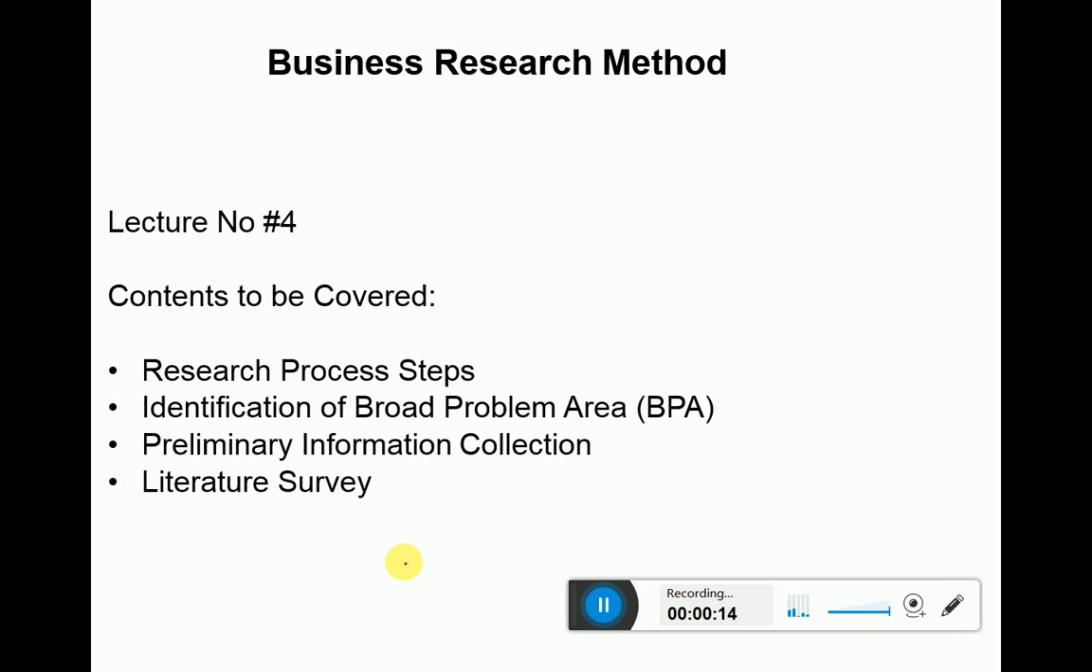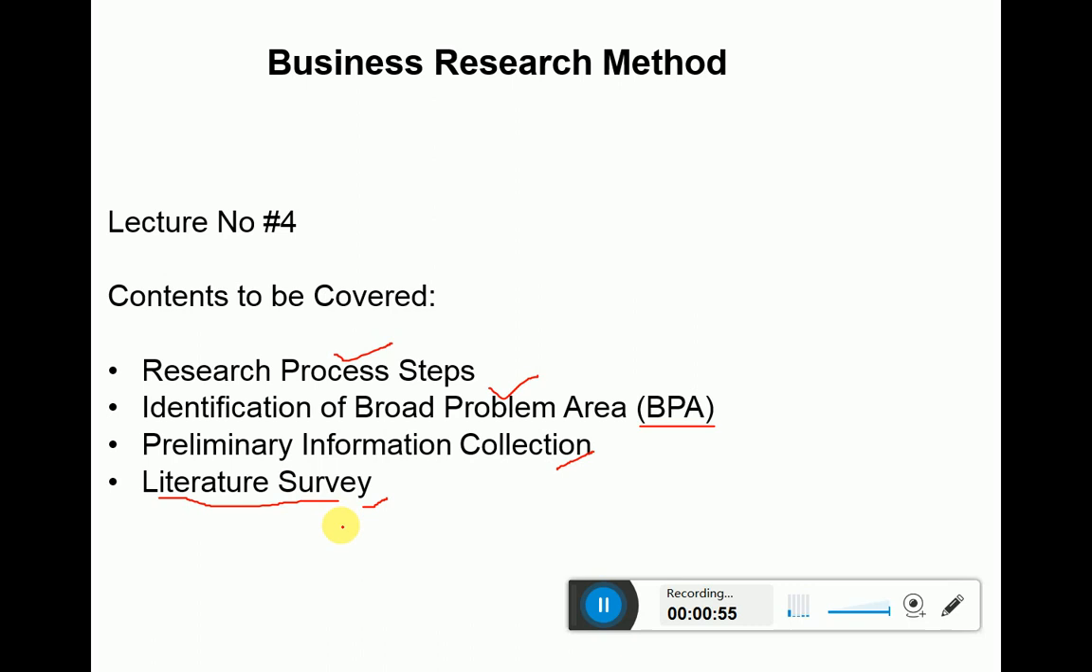Today, students, we are going to discuss our fourth lecture about business research method. In this lecture, we shall try our level best to cover the research process, or simply the steps in a research process. Then we will discuss a bit about the broad problem area, sometimes abbreviated as BPA, preliminary information gathering, and a slight touch of literature review. Inshallah, in this lecture we will only discuss a bit about the literature review, and in the upcoming lectures we will fully explain it.